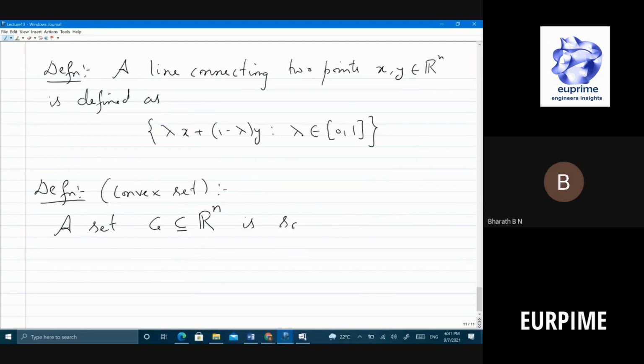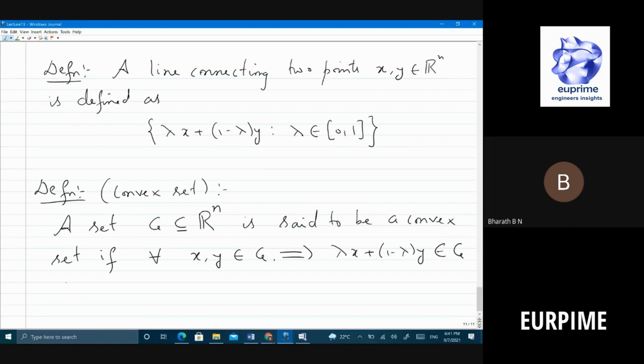A set C is said to be a convex set if you take any 2 points, if for every x, y belonging to set C implies lambda x plus 1 minus lambda y, for a fixed lambda, this gives me a point on the line joining the 2 points x and y. This should also belong to C, for all lambda in 0 and 1. That's all. Just convert your geometry into math, that will give you this definition.